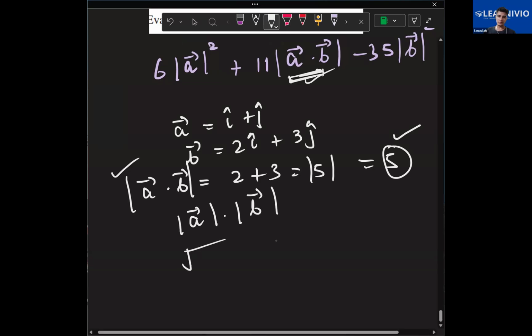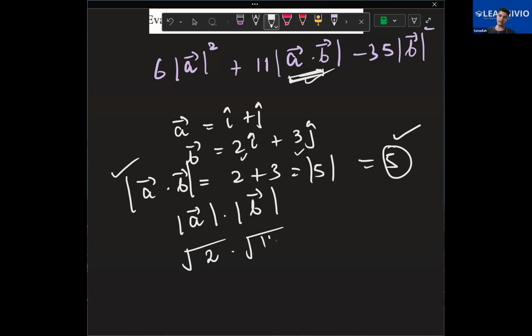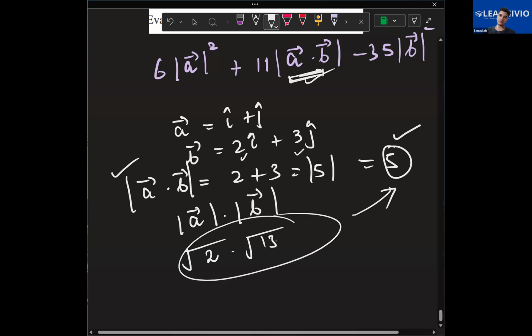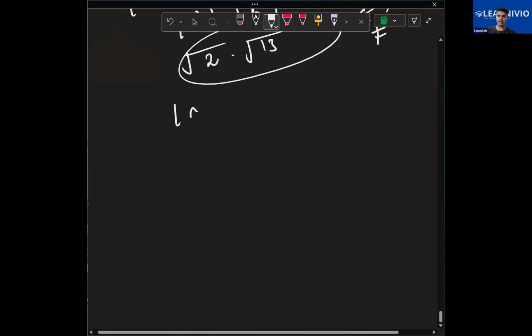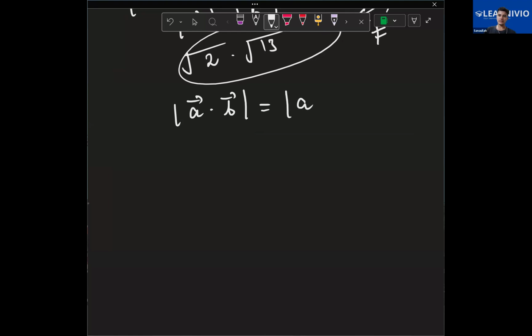What is the magnitude of a vector? That is 2, and this is 4, and this is 9, 13. So is this equal or not? They are not equal. So when is this possible, can you tell me, that you can write product of this vector equals to product of this vector? Just think about this.